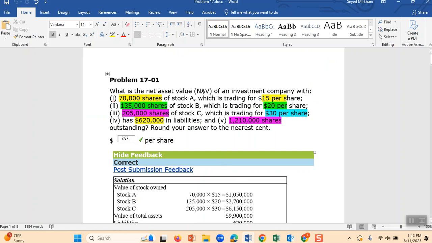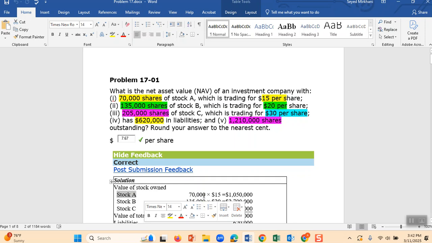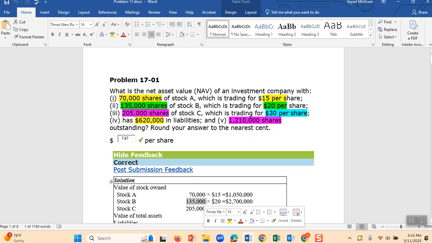Let's look at here. This chapter talks about net asset value. Net asset value is that, imagine that I am a broker, a fund manager, and I will go and buy some stocks. Let's say I buy $70,000 stocks of Amazon, 70,000 shares of Amazon. Imagine each one of them is $15. I buy stocks of, for example, Walmart, 135,000 of them, and I pay $20, for example, for each. We know that they are more expensive.